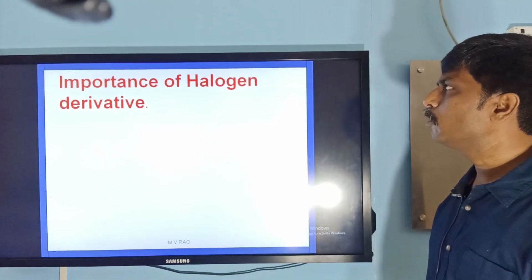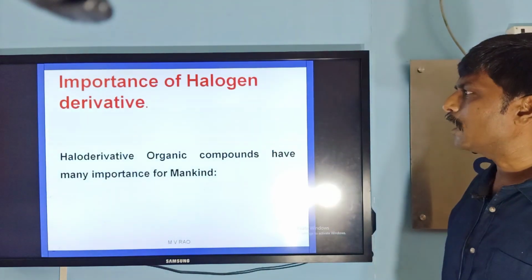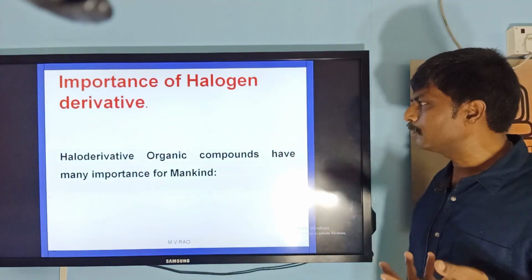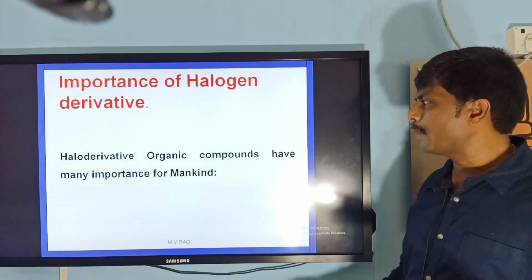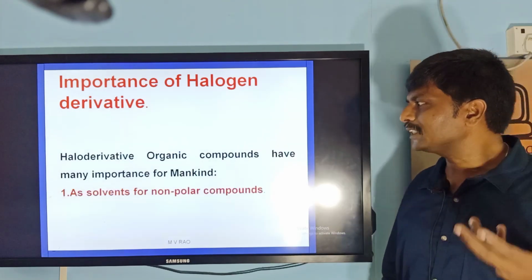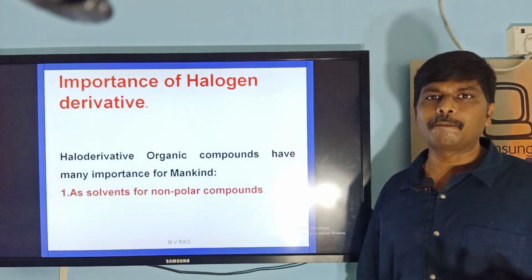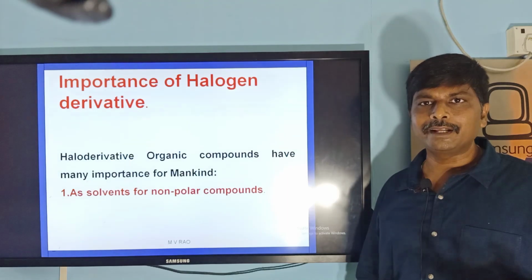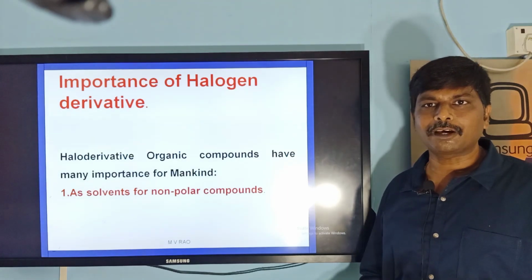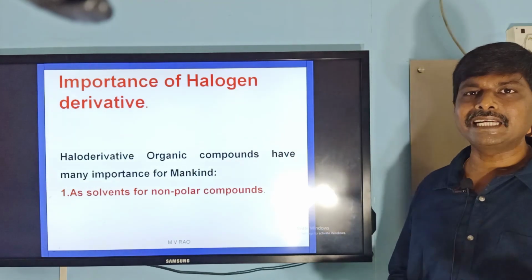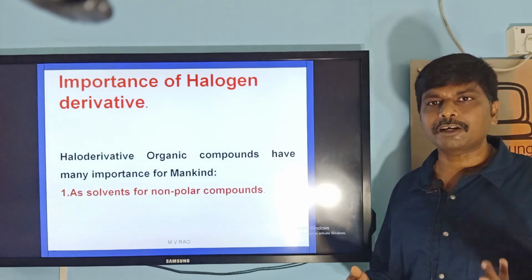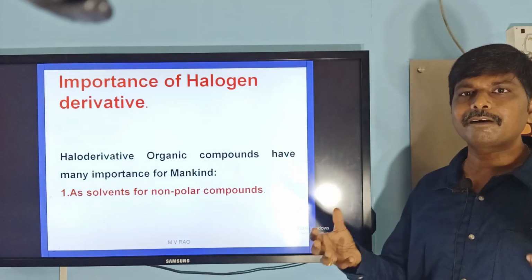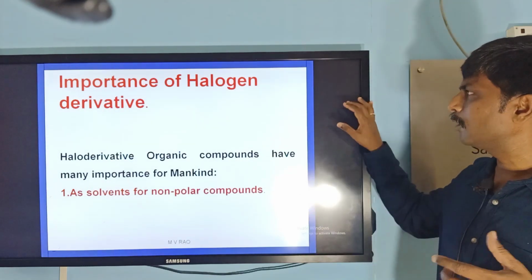So, importance of halogen derivatives. These halo derivatives of organic compounds have many importance to mankind. For example, as solvents for non-polar compounds. You know solvent, nowadays everybody is using solvent. What is the name? Sanitizer. Sanitizer is also a solvent. It contains some mixture of alcohol, glycerol and hydrogen peroxide.